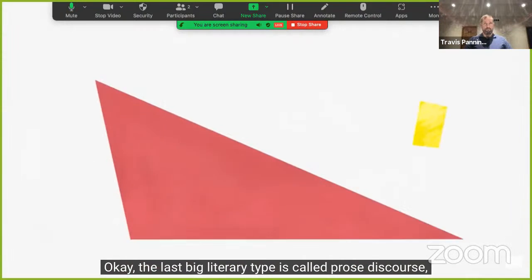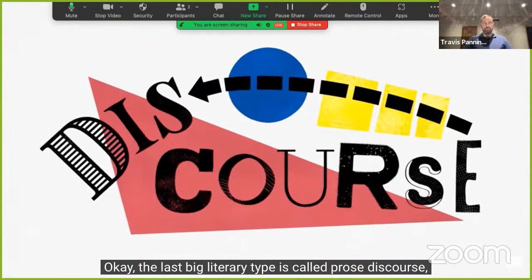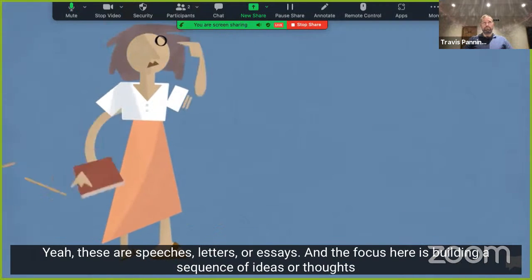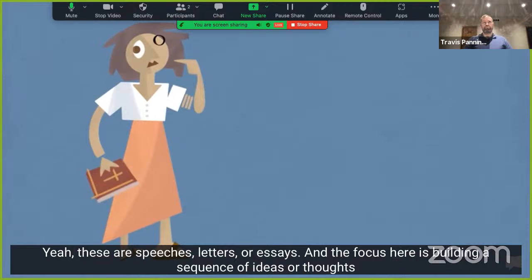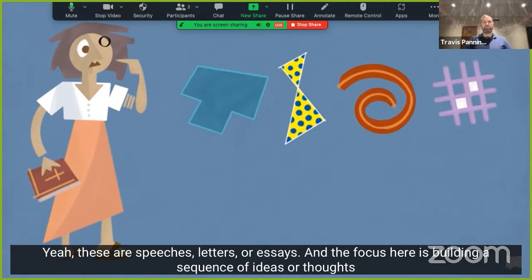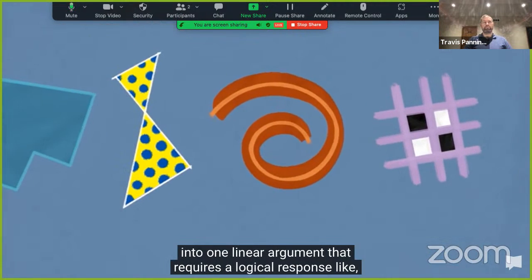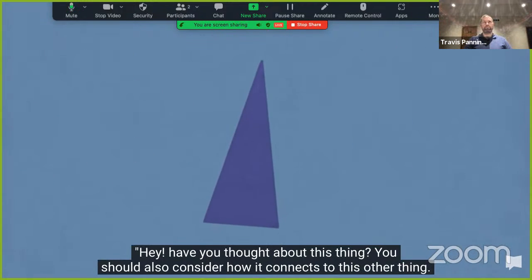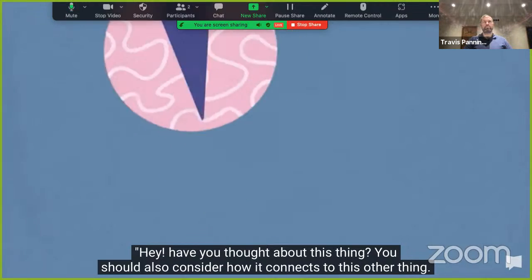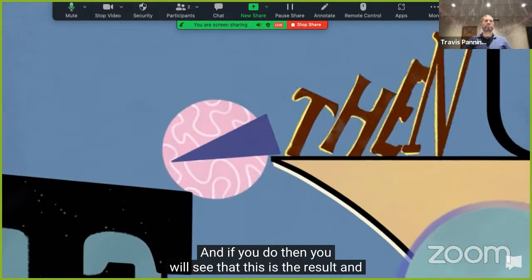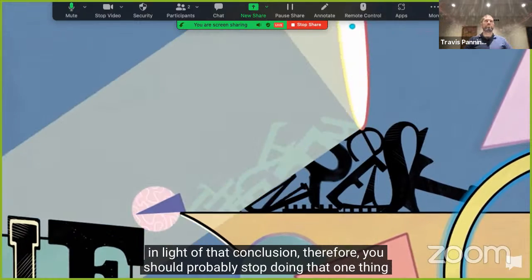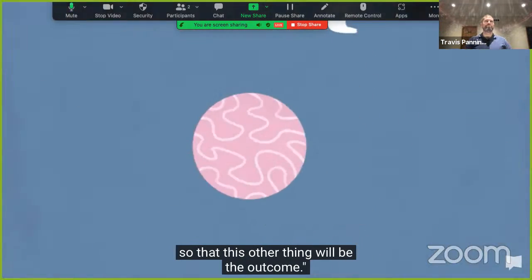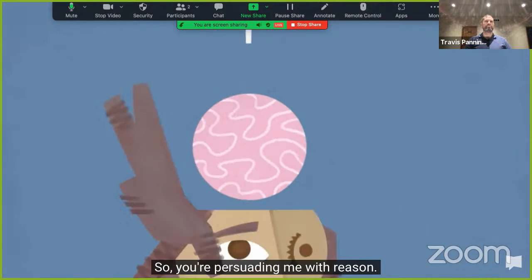There's the reflective poetry of the wisdom books, and then the passionate resistance poetry of the prophets. Okay, the last big literary type is called Prose Discourse, and it makes up a quarter of the Bible. Yeah, these are speeches, letters, or essays. And the focus here is building a sequence of ideas or thoughts into one linear argument that requires a logical response. Like, hey, have you thought about this thing? You should also consider how it connects to this other thing. And if you do, then you will see that this is the result. And in light of that conclusion, therefore, you should probably stop doing that one thing so that this other thing will be the outcome. So you're persuading me with reason.